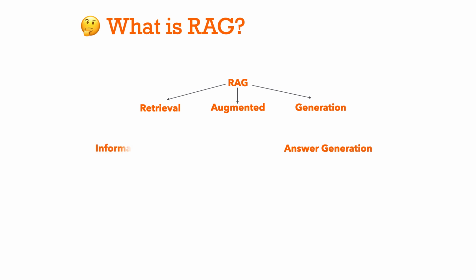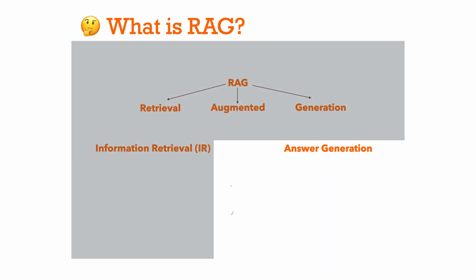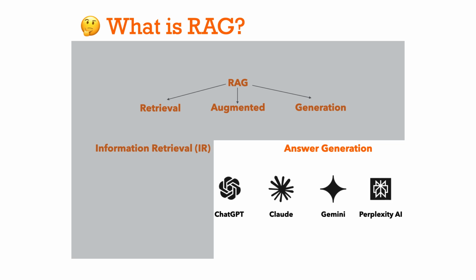The term RAG can be expanded to Retrieval-Augmented Generation. There are two parts or components of a RAG: the answer generation component and the information retrieval component. Examples of some mainstream answer generation tools are ChatGPT, Claude from Anthropic, Google's Gemini, and Perplexity AI. They all make use of their own proprietary large language models, LLM, to generate the answer to your query.